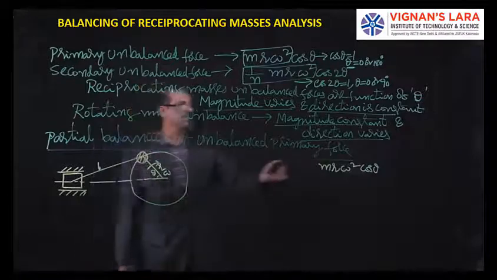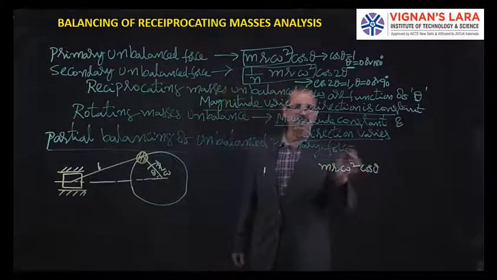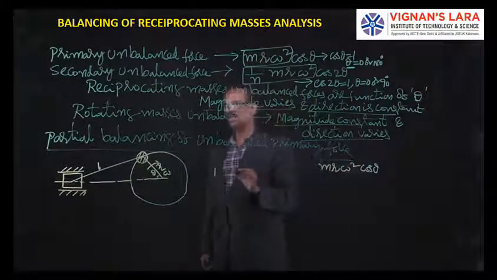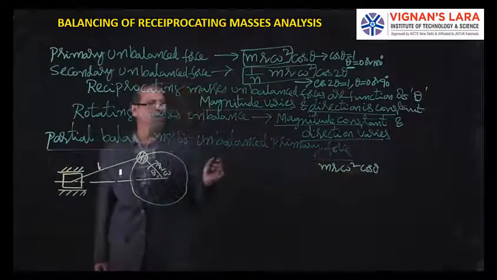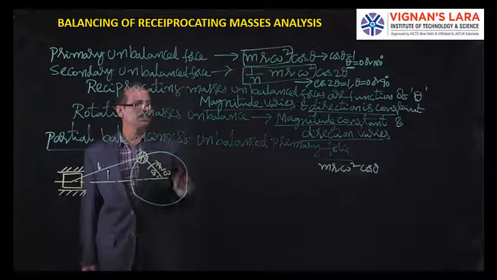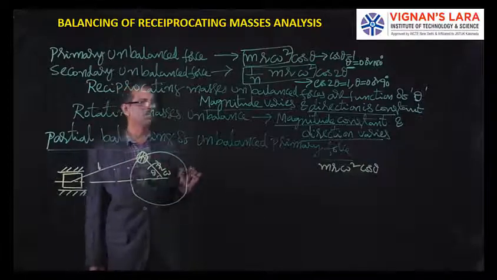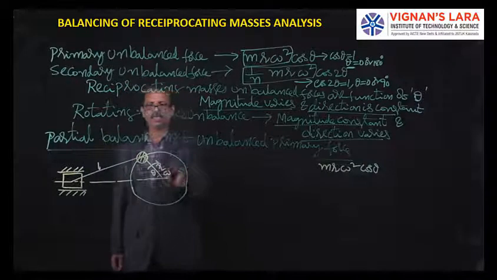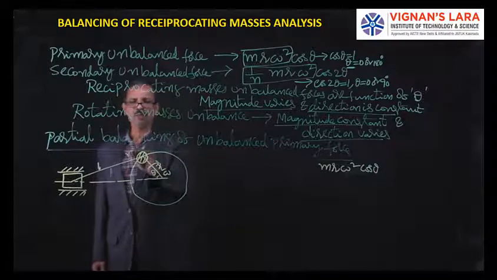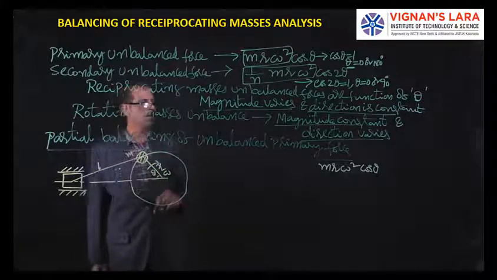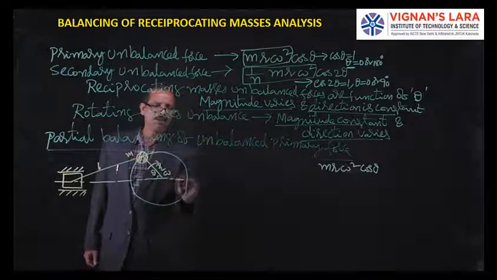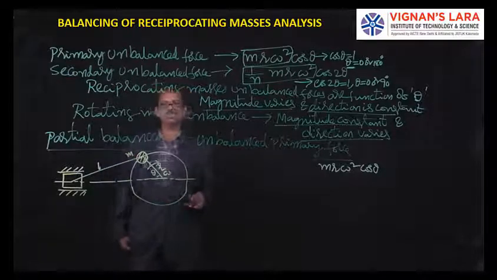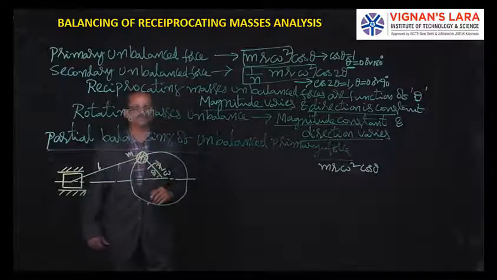So what is this? mr omega square. What is this m? Actually this m is the mass of the reciprocating parts. Whereas here I am treating this, let me assume there is a mass at the end of the crank which is m with a radius of r, which is revolving with an angular velocity of omega. Then the centrifugal force produced is mr omega square.